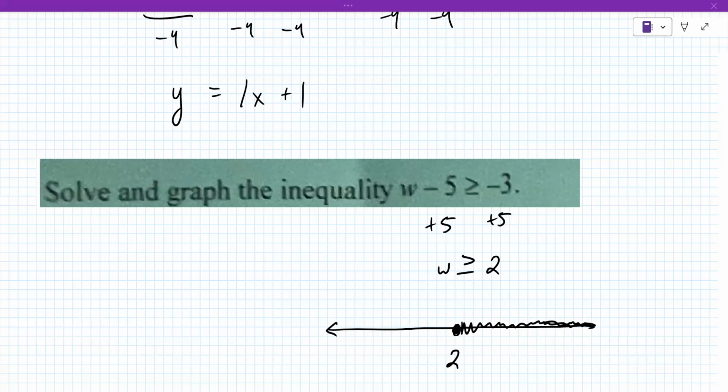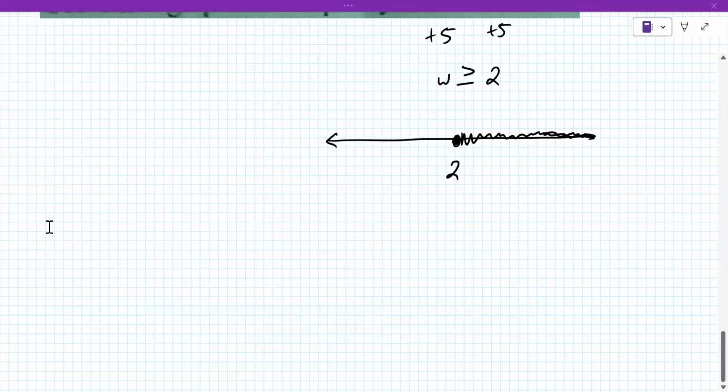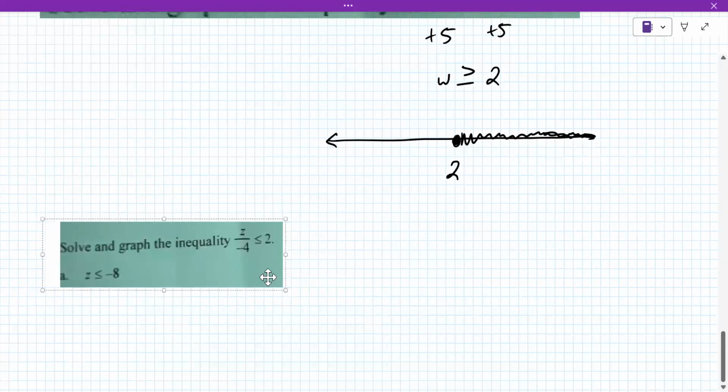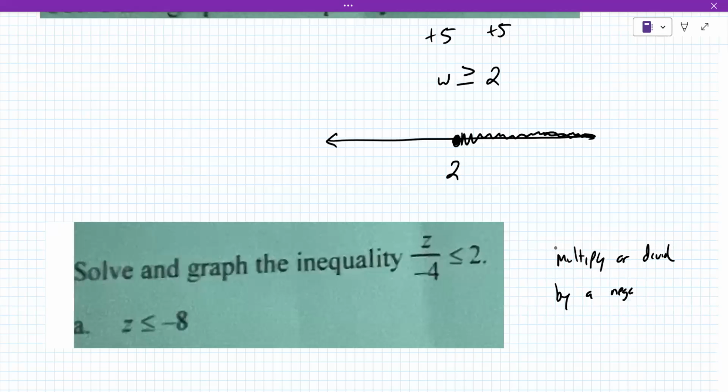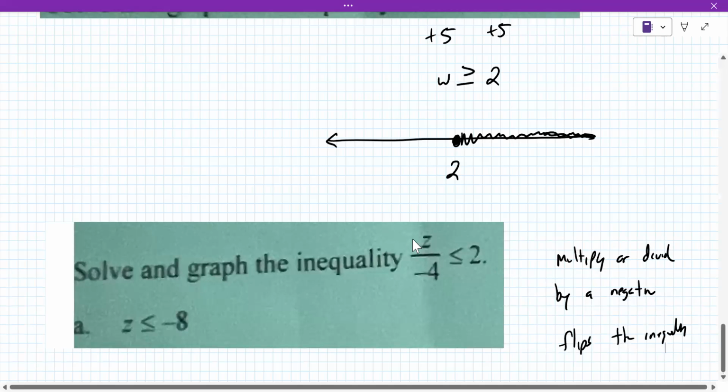Okay. All right, so when you multiply or divide by a negative, it flips the inequality. That's what you have to remember, because your goal is to get z by itself. So if you multiply or divide by a negative, it flips the inequality. Yeah, okay.